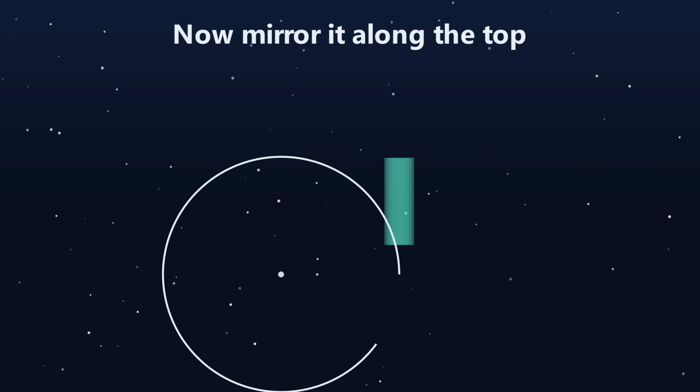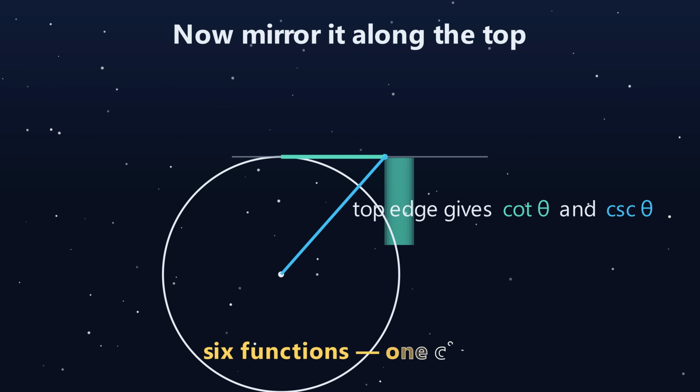Do the very same trick along the top of the circle, and the horizontal tangent line hands you the cotangent and the cosecant, the exact mirror image of the first 2. 6 functions, 1 circle. That is the complete family. Now the real machinery of advanced trigonometry, identities.